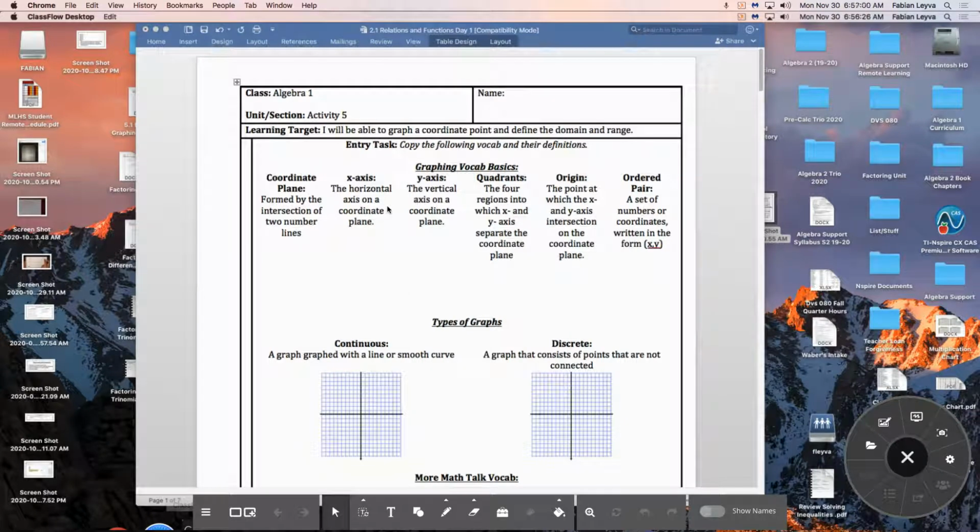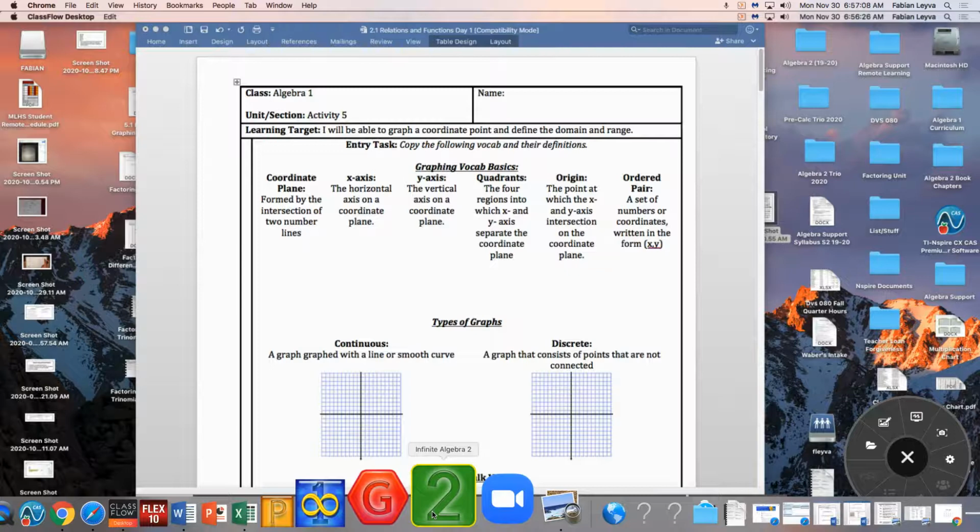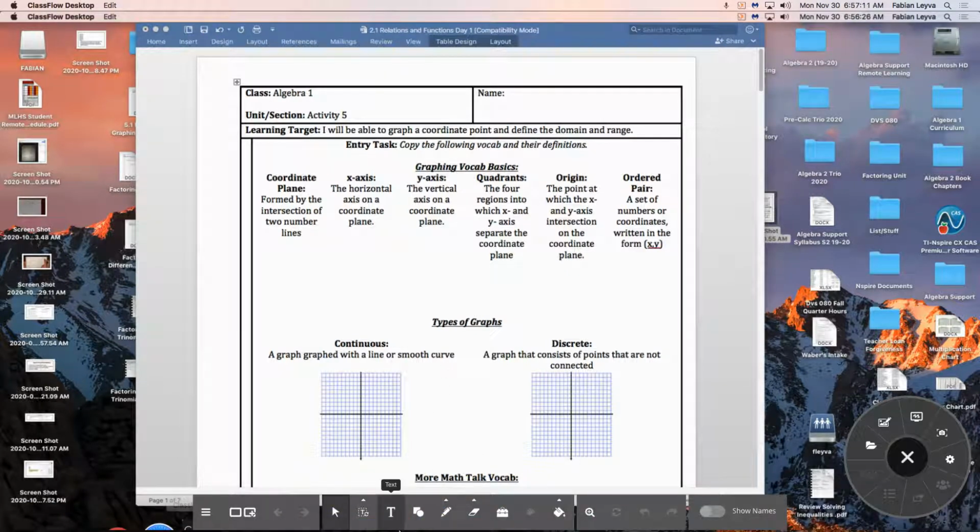Everyone, so today we're going to start our new unit. It is going to be activity 5. I'm hoping that today you'll be able to graph a coordinate point and define the domain and range. Now this unit is very big on vocab.